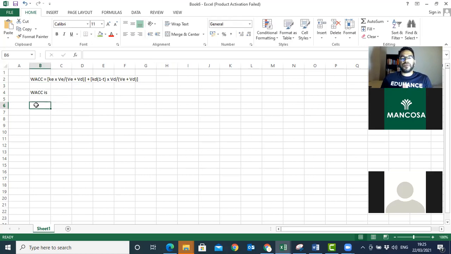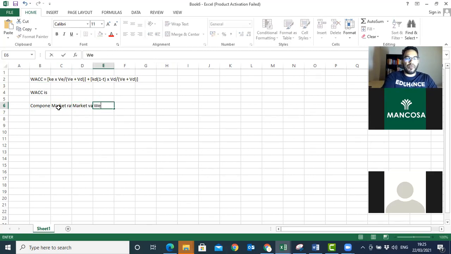Now, the next thing is to set up your table. We're going to have your components of capital or you can call it source of finance. Then we'll have market rate. You can set up from market rate onwards how you want to. I usually start with market rate. Then I would have market value, and that will give me my weighting. Once I have my market value, I'll be able to determine my weighting, and then I can get WACC.